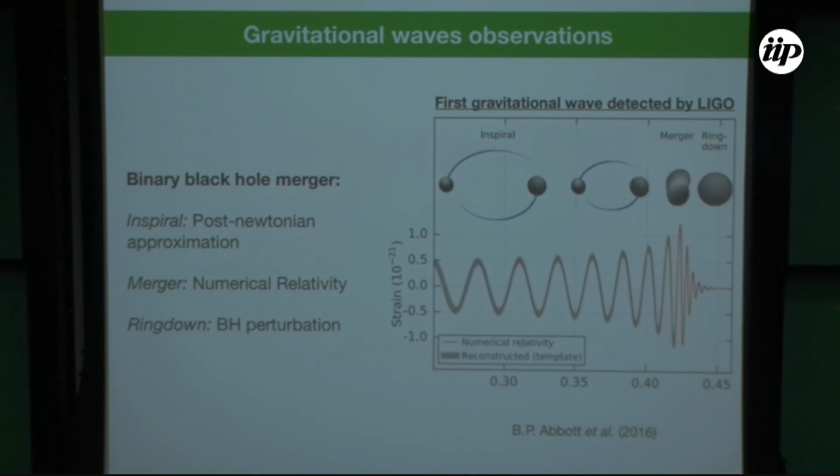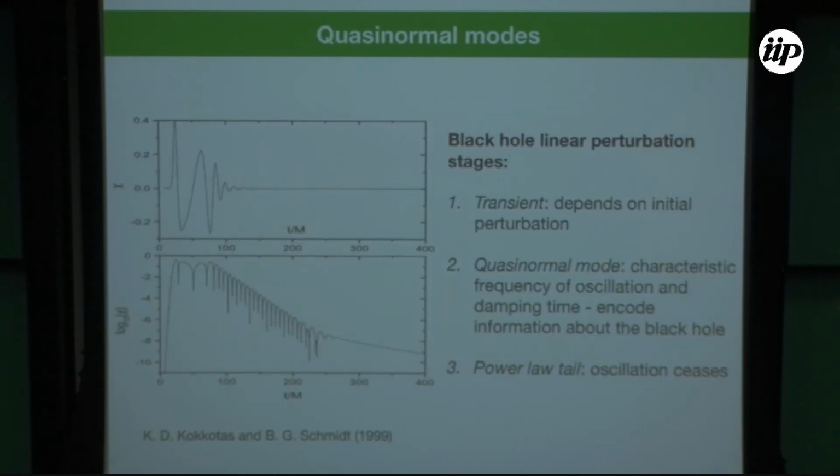So it's between getting into the merger, and after the merger, the black hole acts like a perturbed black hole. And here I'm going to talk about the last phase of the gravitational wave, which needs black hole perturbation theory. So I'm going to talk a little bit about black hole perturbation theory. When you perturb a black hole, it passes through 3 stages. The first stage is called transient, and it depends on the initial perturbation.